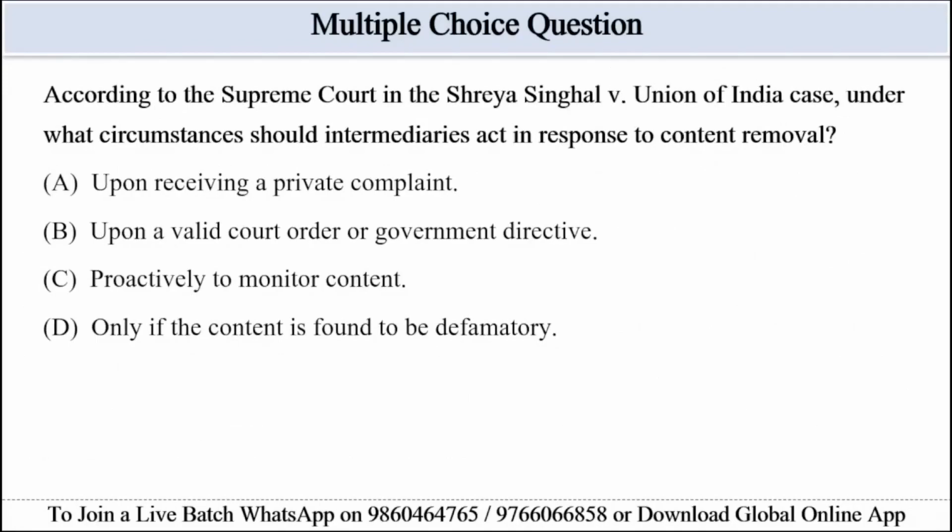So option A, upon receiving a private complaint, the passage explicitly rejects this and says not upon private complaints. In case of option C, proactively to monitor content, the court emphasized that intermediaries should not take a proactive monitoring role. In case of option D, only if the content is found to be defamatory, the trigger mentioned is a valid court order or government directive, not the intermediary's own findings of defamation. But in case of option B, upon a valid court order or a government directive, this directly reflects the Supreme Court's clarification. So option B will be the correct answer here.